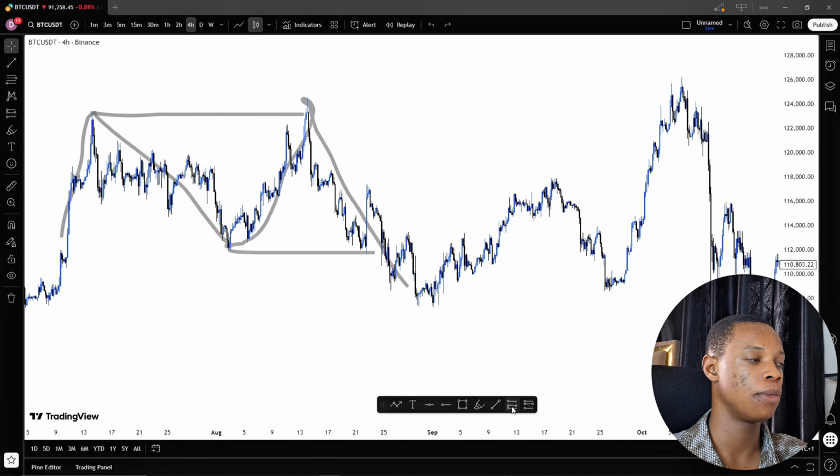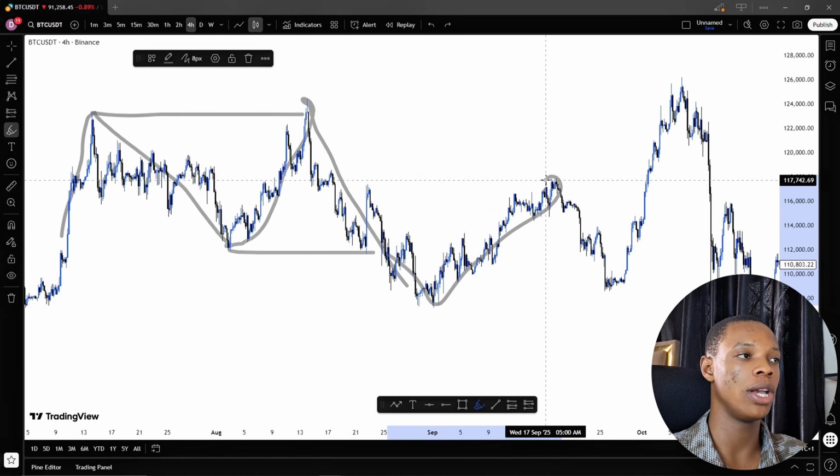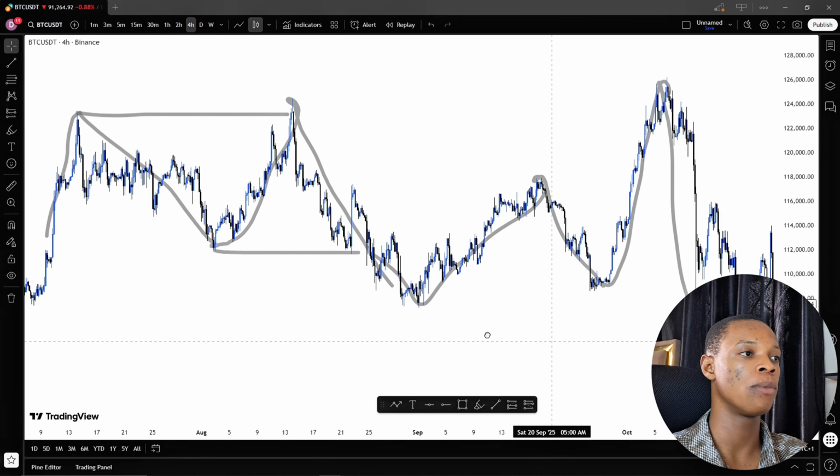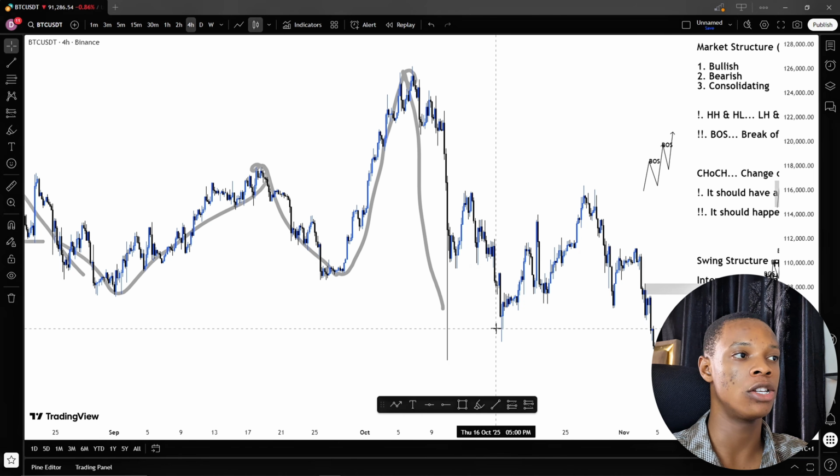It finally got here. What happened? It created this new swing high, came down, created this new swing low, went up, created this new swing high, came down again, just like that. If you notice, this is a higher time frame move, pretty large, taking days, taking weeks to actually complete the swing move.